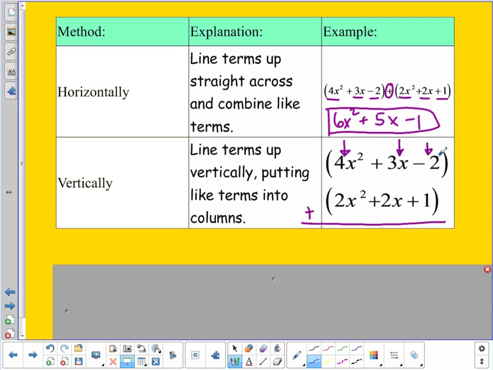So in this case, negative 2 and 1 is negative 2, 3x and 2x is 5x, and 4x squared and 2x squared is 6x squared. Now notice, by the way, that as I've been combining all of these like terms, my powers haven't changed. We don't change powers when we combine like terms, we just add their coefficients together. So two methods that you can use there, and I'll show you a couple examples of each.